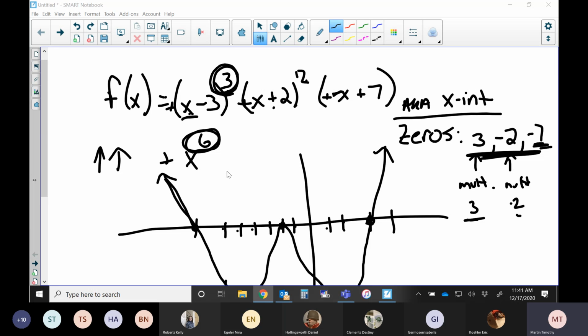Do you see how the multiplicity here was 1, so it went through? The multiplicity here was 3, so it went through. Multiplicity was even, so it hits and it bounces back down. Okay. Does that make sense? Yeah.